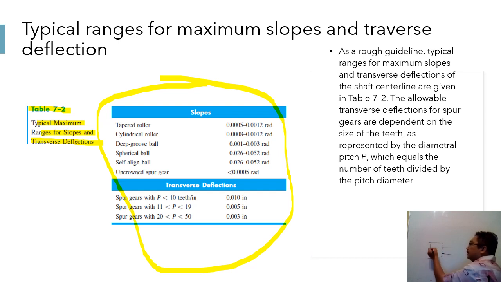Let's say this is a bearing. For the deflection of the shaft, you do not want it to become so deflected. The value is in radian. If it deflects, it defeats your purpose in doing the design. You want to avoid this deflection.